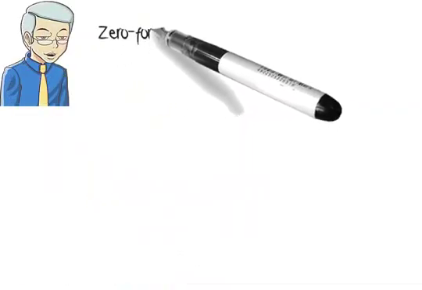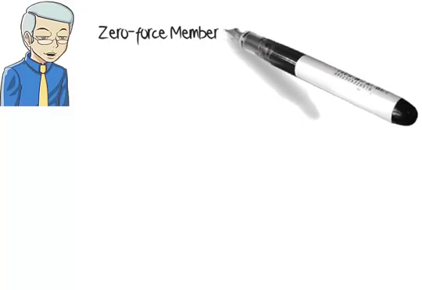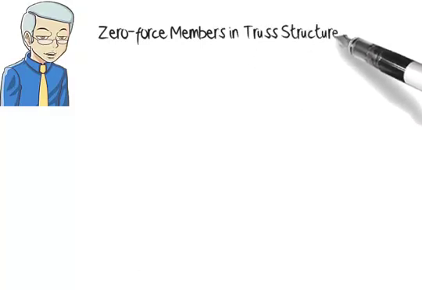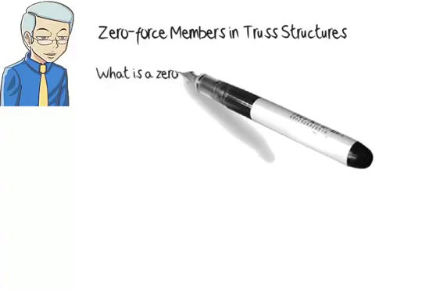In this session, we're going to talk about zero-force members in trusses. What are they? Why do they come to exist? And how do we identify them? What is a zero-force member?